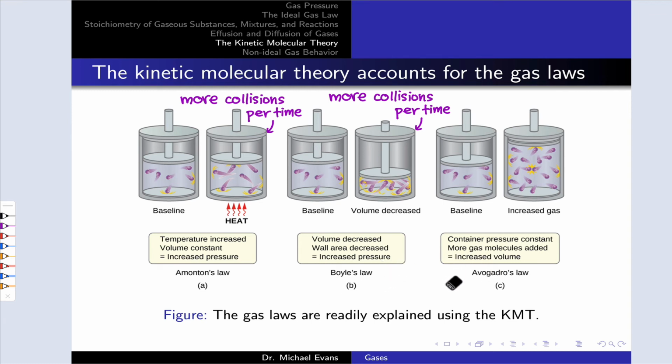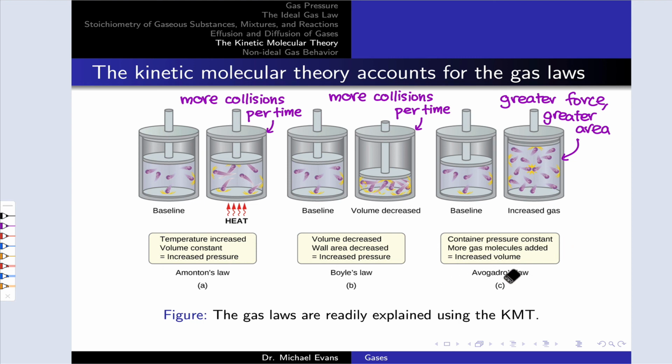Finally, Avogadro's law. At constant pressure and temperature, volume and number of moles are proportional. Well, if I add more particles inside this container and I allow this piston to move, the greater number of particles will be exerting a greater force on the piston. And so the piston will move up and the volume accessible to the particles will increase.